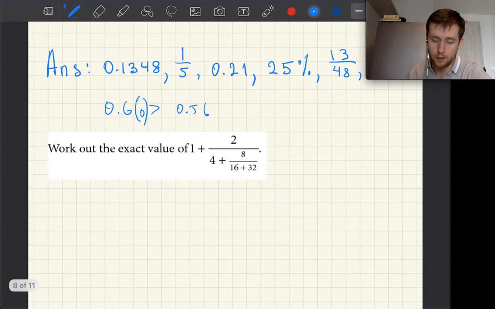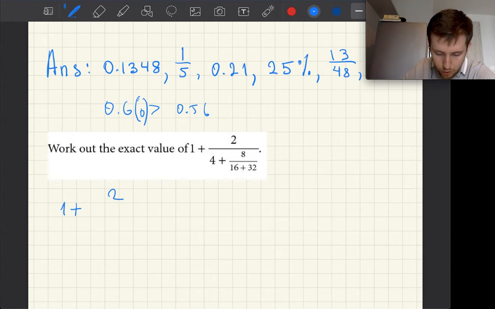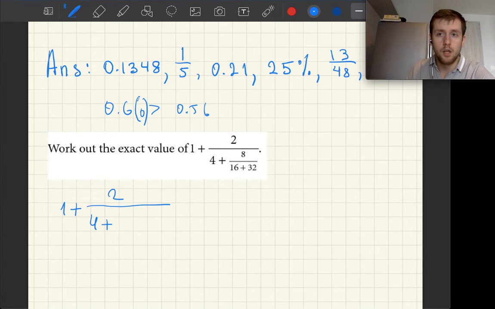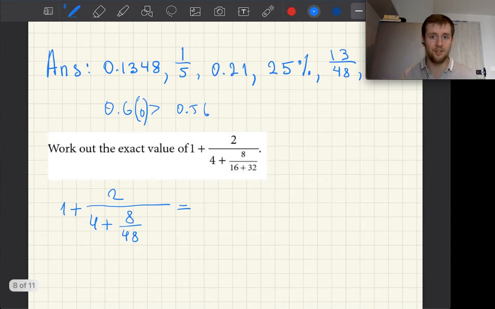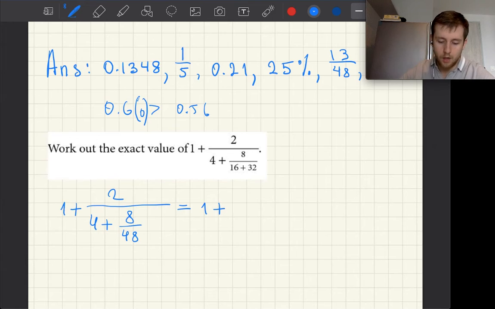This is about fractions. Quite an interesting question, I think. We can do it step by step. So 1 plus 2 over 4 plus. So here, of course, we probably have to start from here. 16 plus 32 is going to be equal to 48. So we can have 8 over 48. This actually can be just typed in the calculator as well. But okay, let's do this like this first. Then we will check it with the calculator. So it's going to be 1 plus 4 plus 8 over 48. It's going to be 4 and 1 over 6.